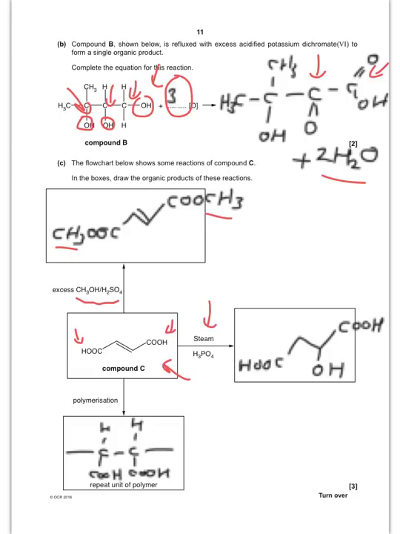If I react with steam and phosphoric acid, I add water across the double bond, which I have done here. And if I polymerize that, that is going to be addition polymerization, because I've got a nice alkene group there, a double bond. So you just draw it as an H shape, which I've done here, and polymerize it.